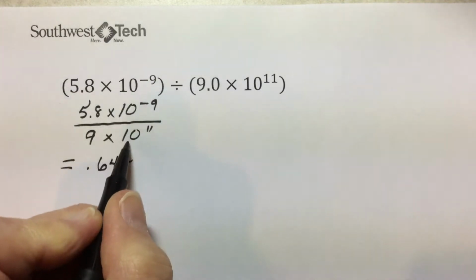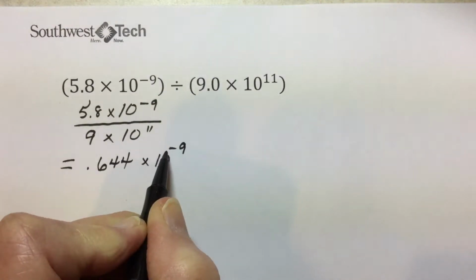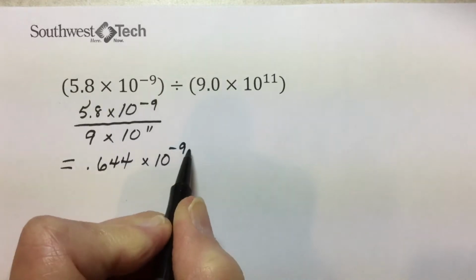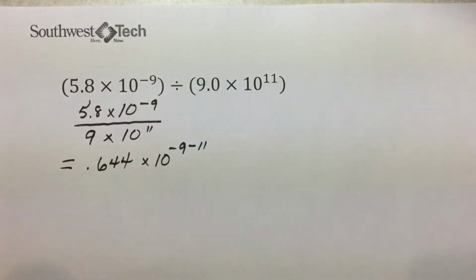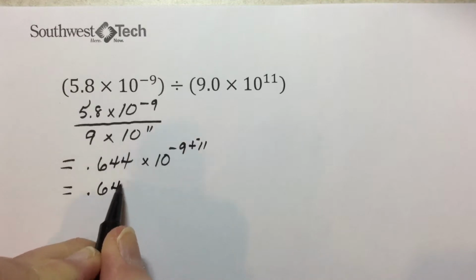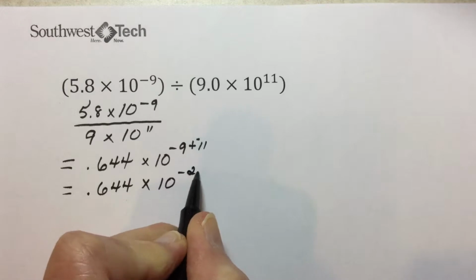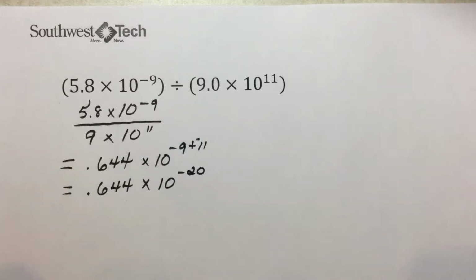0.644, and with common bases, using the quotient rule, we take the exponential power in the numerator and subtract the exponent of the denominator. Negative 9 minus 11, or plus a negative 11 using the rule of subtraction, results in 0.644 times 10 to the negative 20th power, for an equivalent expression for the quotient of these two numbers.